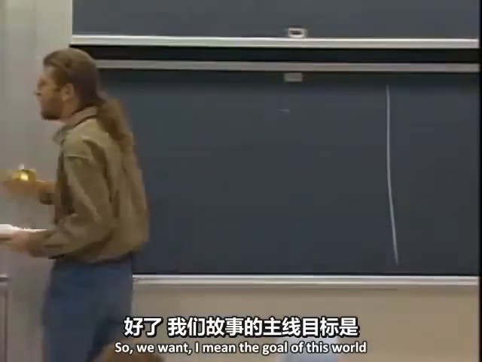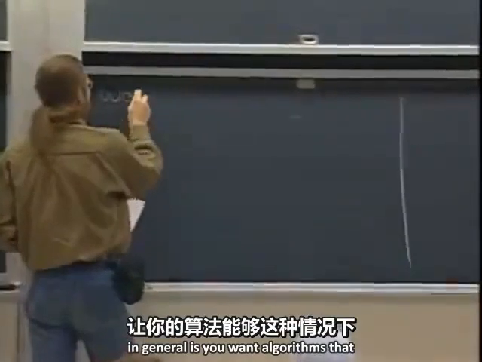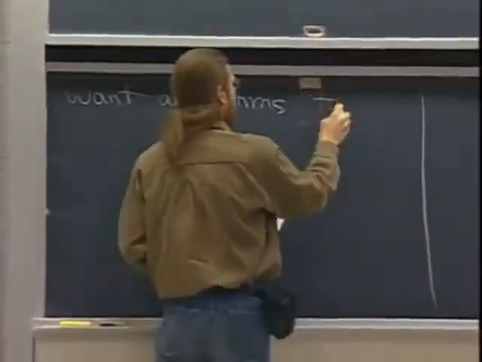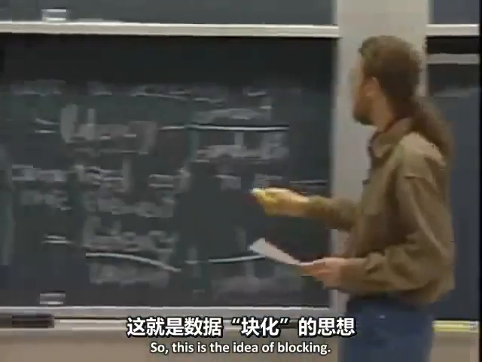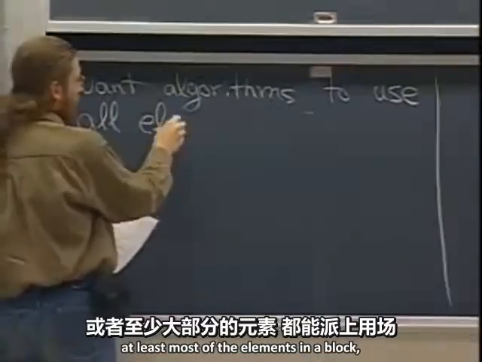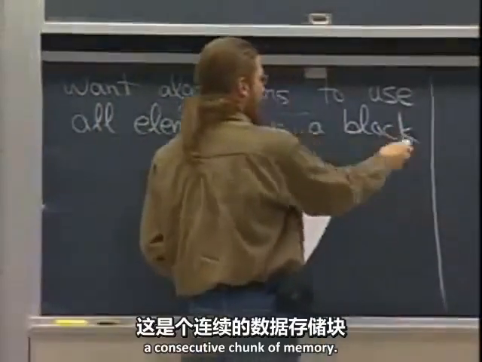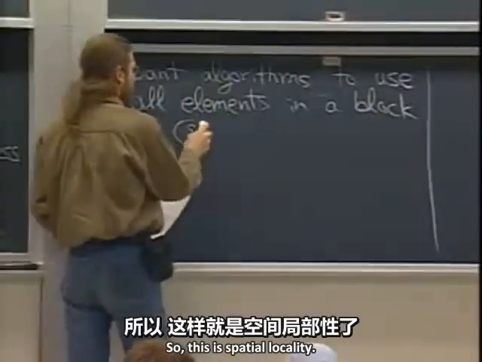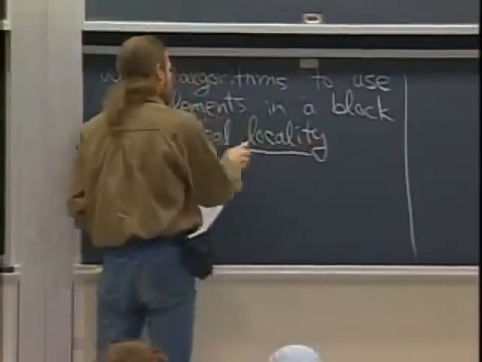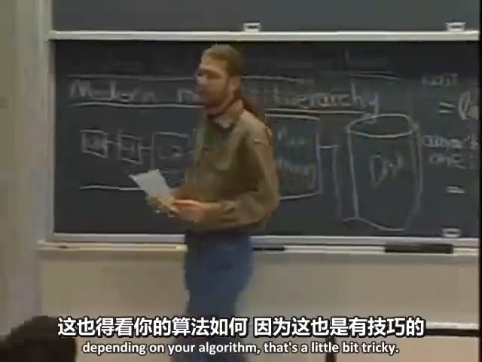The goal of cache oblivious algorithms and cache efficient algorithms in general is you want algorithms that perform well when this is happening. So this is the idea of blocking. And we want the algorithm to use all, or at least most, of the elements in a block, a consecutive chunk of memory. So this is spatial locality. Ideally, it would use all of them right then. But depending on your algorithm, that's a little bit tricky.